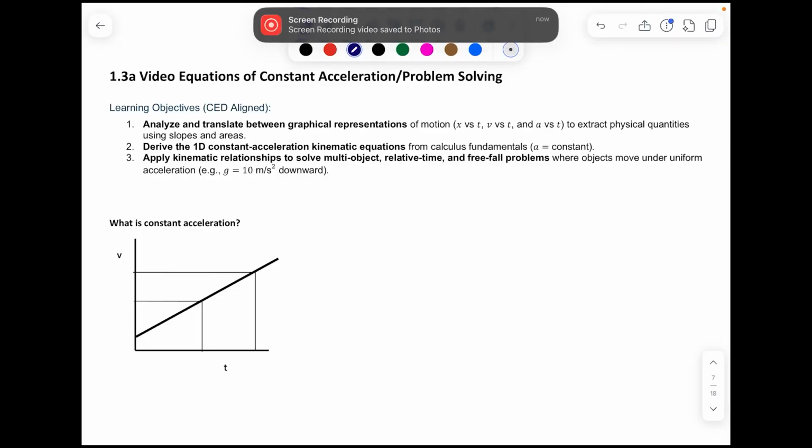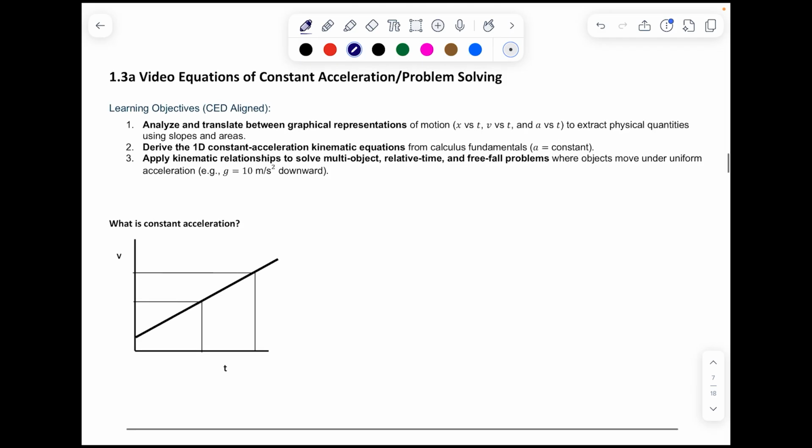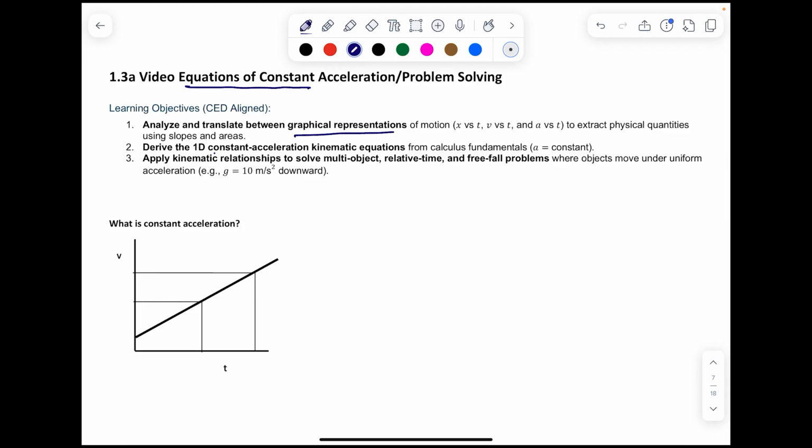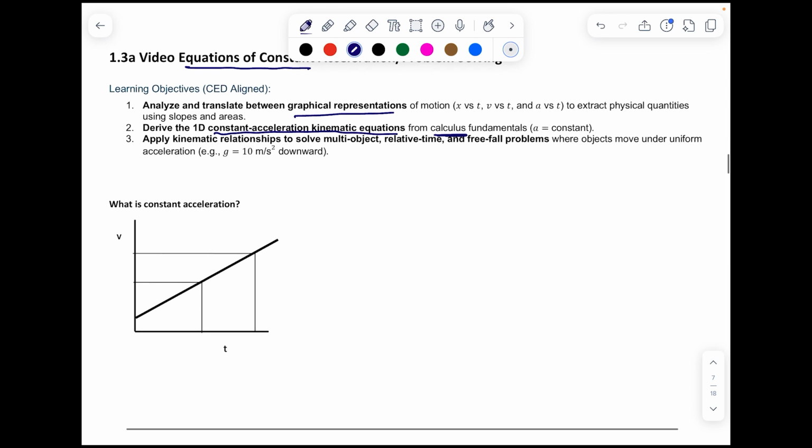1.3a, Physics, AP Physics C, video equations, constant acceleration, and problem solving. It's a little complex video in some senses. We want to talk about the situation where we have constant acceleration and the equations of constant acceleration. So we're going to analyze and translate between graphical representations. We've done that. Derive 1D constant acceleration kinematic equations. Actually, we're going to skip the calculus part and do that a little bit later and apply kinematic relationship.